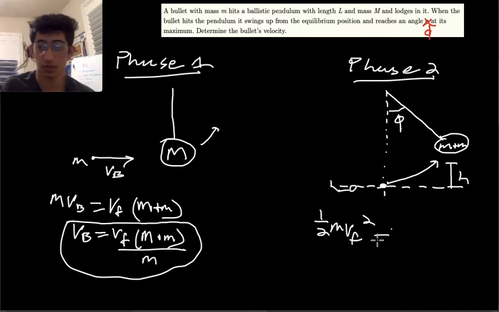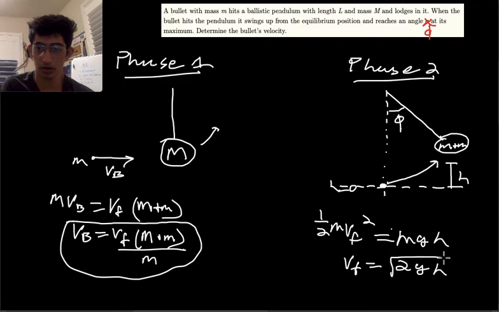So we set that equal to, now, what is the final energy? When it's right here, it's at its maximum. When a pendulum is at its maximum, it has 0 velocity, so we know it's going to have 0 kinetic energy. However, it gained a height h, so against a field of gravity, we know it's going to have some potential energy, which we can say is mgh. Solving for vf, we get vf is equal to the square root of 2gh.